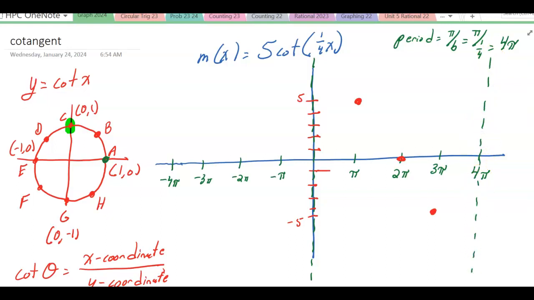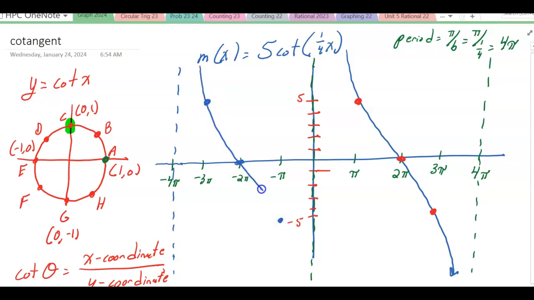So the graph of m looks like the following. You can see that the period is 4 pi. You could continue this in the negative direction. So I'll draw an asymptote there just using the pattern. And then you're up at 5 when x is -3 pi, back at 0, and back at -5. And then you can draw that graph.